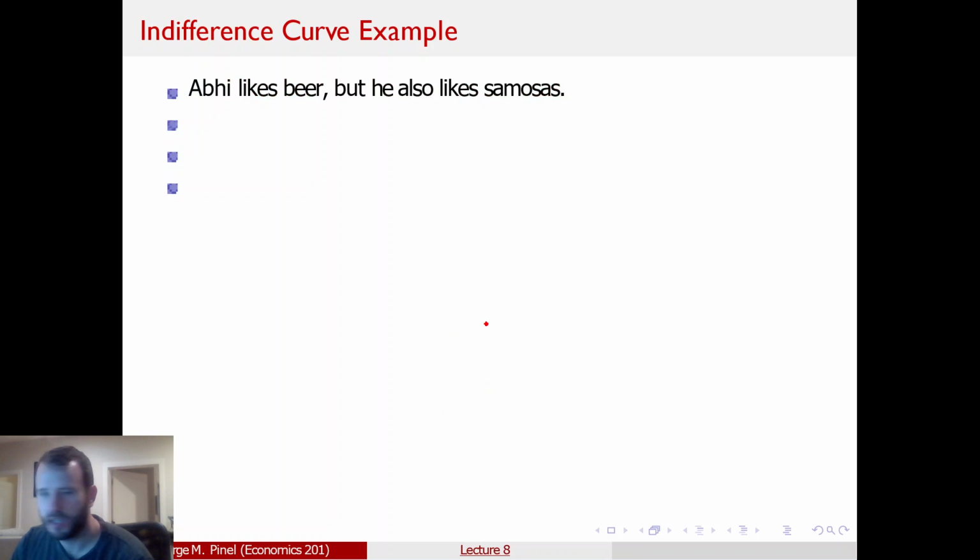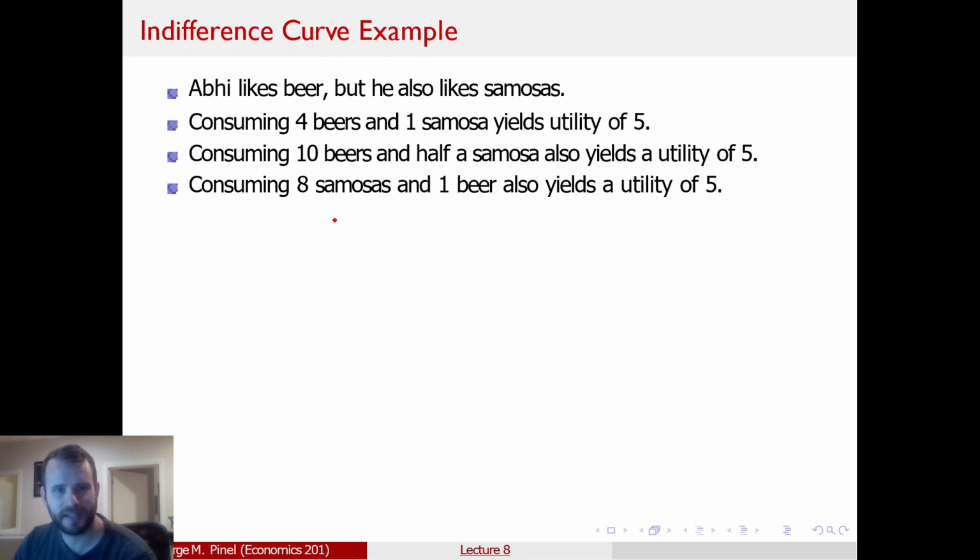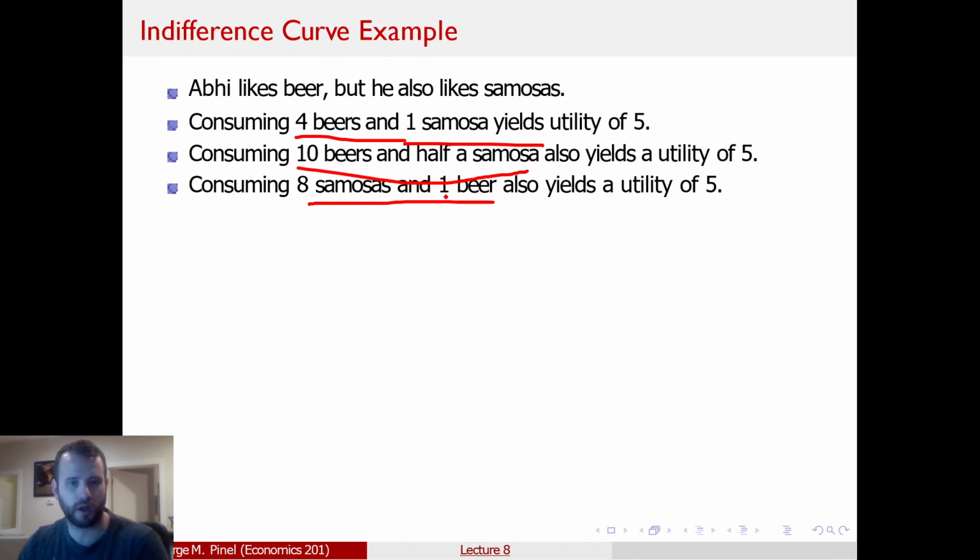So if you have Abby who likes beer and samosas, you can have different consumption bundles of beer and samosas. So these are 3 separate consumption bundles: 4 beers, 1 samosa; 10 beers, half a samosa; and 1 beer, 8 samosas.